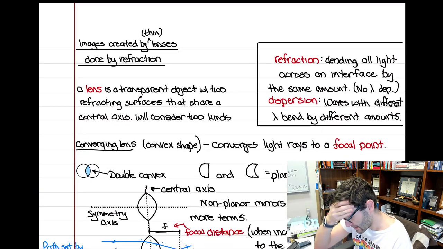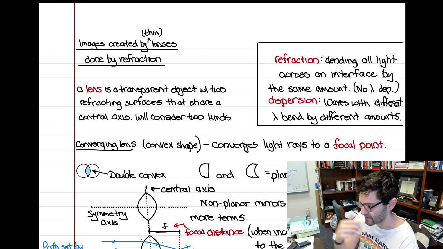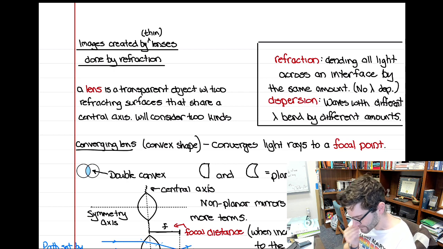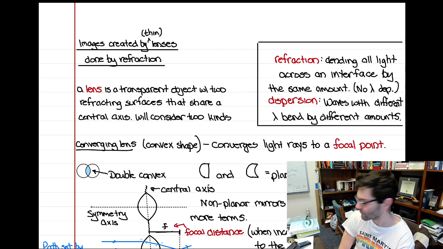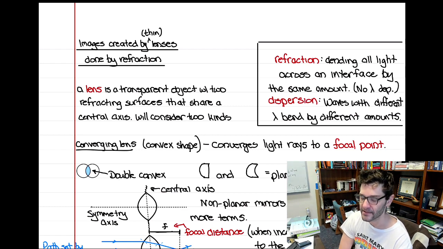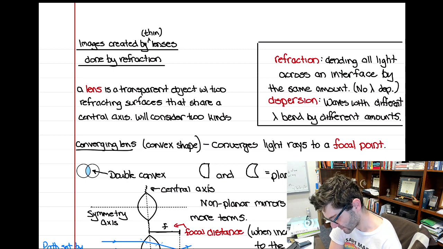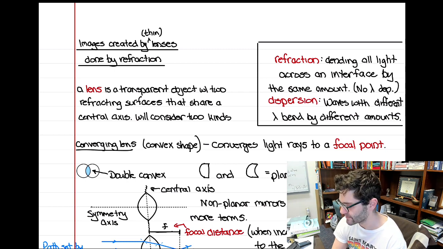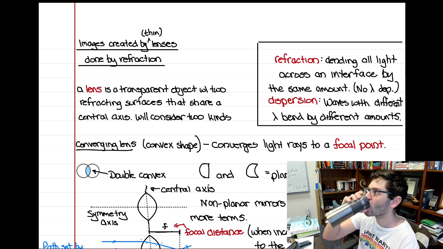Okay. Now let's do images that are created by lenses. What we're going to really be thinking about is thin or ideal lenses. So a lens, as you can see I'm wearing glasses right now, they are two thin lenses that are refracting light that comes in such a way to help my eyes create more meaningful images. Telescopes, microscopes, binoculars, all these things are using lenses.